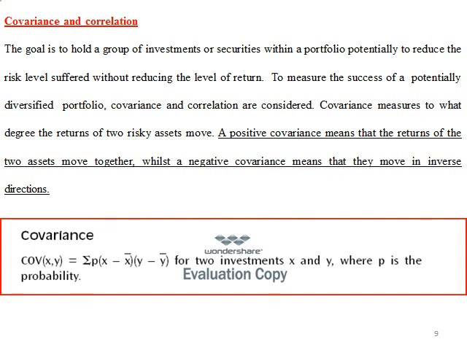To measure the success of a potentially diverse portfolio, covariance and correlation are considered. A positive covariance means that the returns of the two assets move together, while a negative covariance means that they move in inverse directions. The covariance can be calculated by the following equation: the covariance of X and Y for the portfolio is represented by the summation of the probability times X minus the expected rate of X, multiplied by Y minus the expected rate of Y, for the two investments X and Y included in the same portfolio.